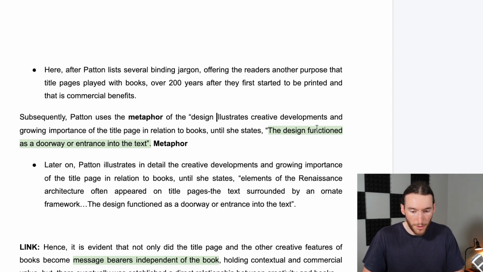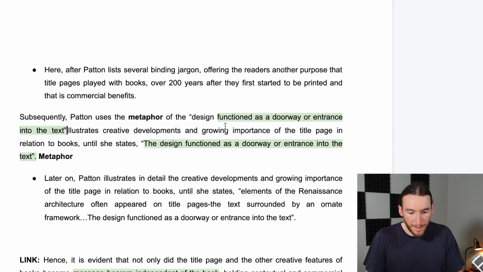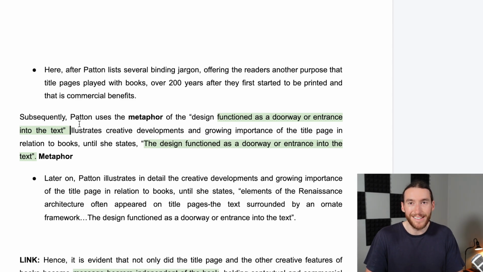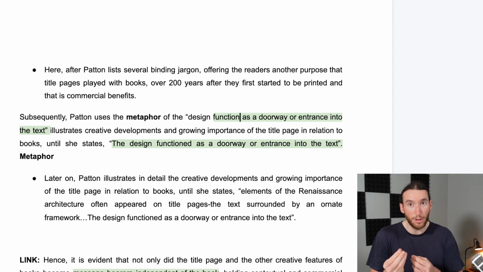And notice what I'm going to do here. I'm going to use this quote, but I'm going to tweak the quote slightly. This is not always necessary, especially for comprehension. But because I want it to flow a little bit more in the sentence, look at this. Subsequently, Patton uses the metaphor of the design functioned as a doorway or entrance into the text. It doesn't quite make sense if you read it as a normal sentence. So what we can do here is we can actually alter the quote a little bit. Again, don't worry if you don't remember to do this.